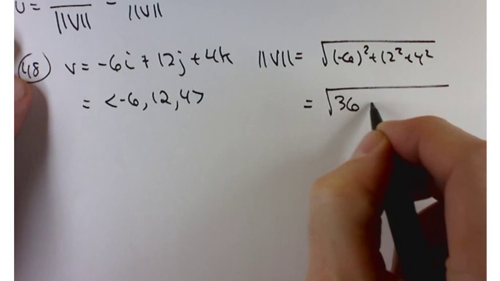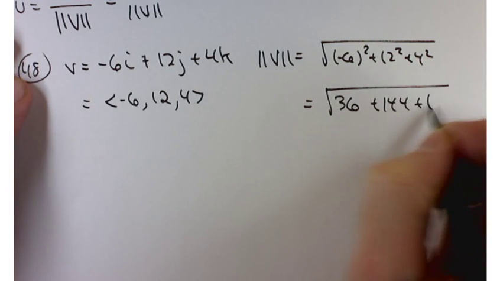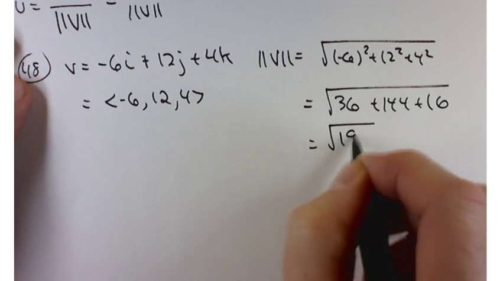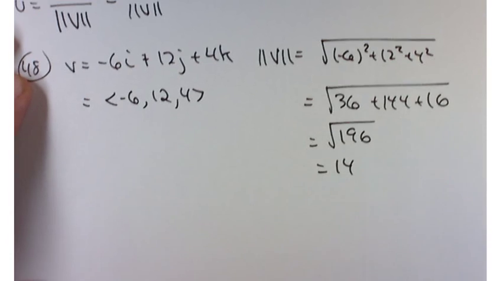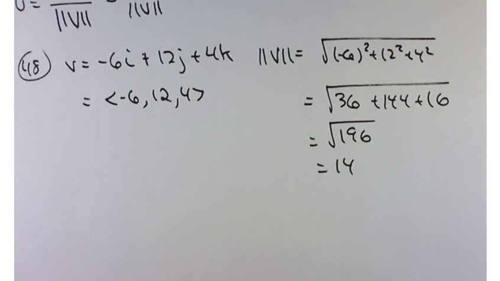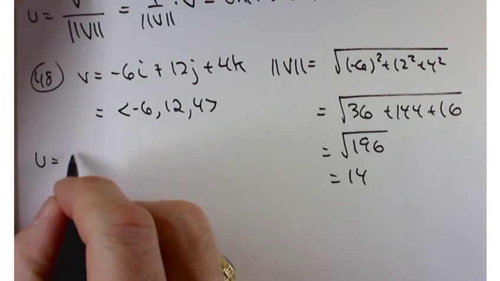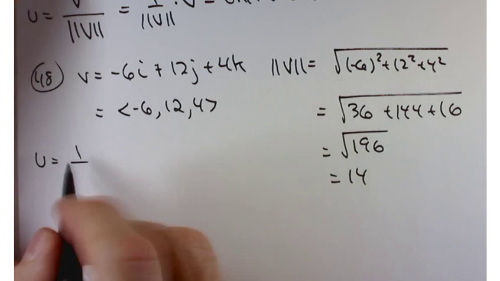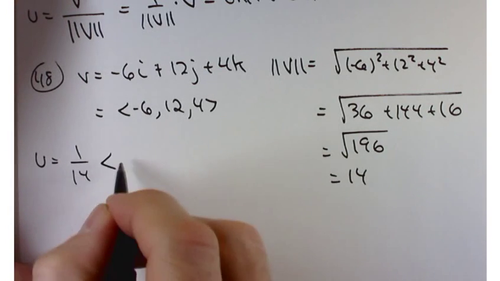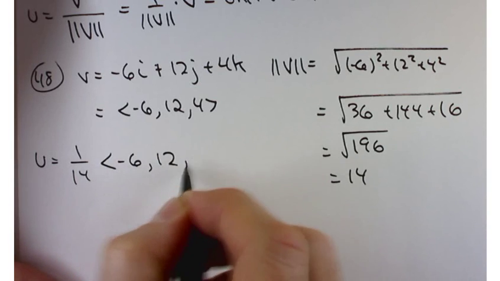So 36 plus 144 plus 16 is the square root of 196. And isn't that special? Works out to be 14. Yay! But that's not our unit vector yet, right? The unit vector is going to be 1 over v, so 1 over 14 times negative 6, 12, and 4.